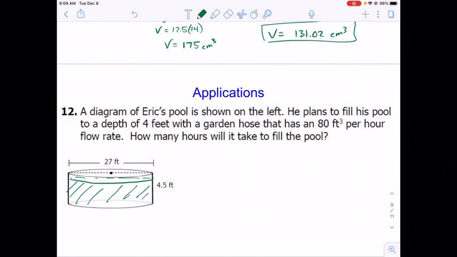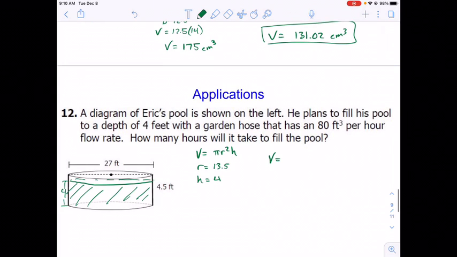What we need to do is find the volume of the pool at this height of 4. We're not doing it all the way to the top, we're only going to 4. So let's identify what we're going to use here. This is a cylinder, so we're going to take the volume of a cylinder formula, which is pi times the radius squared times the height. Our radius is going to be half of 27 because 27 is the diameter, so that's going to be 13.5. And our height is going to be 4.